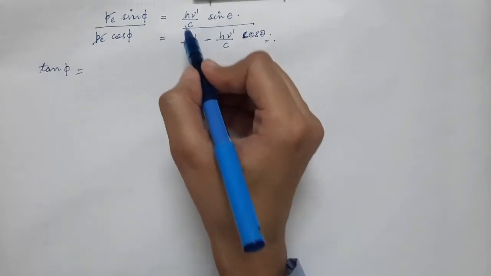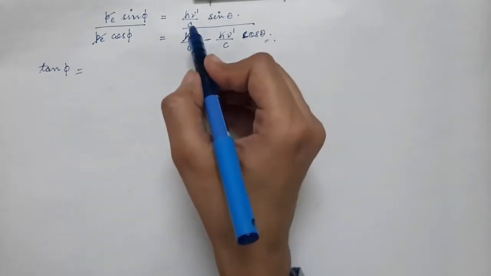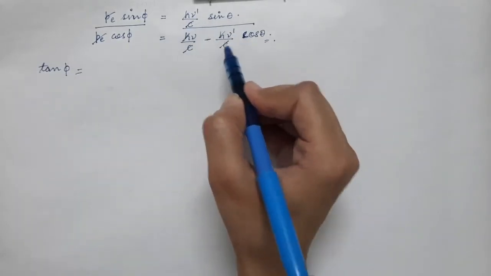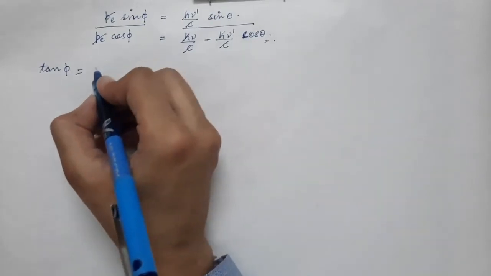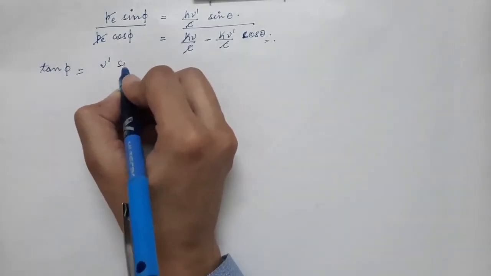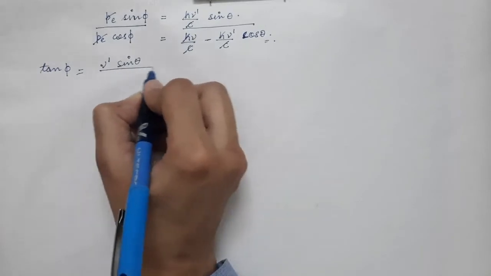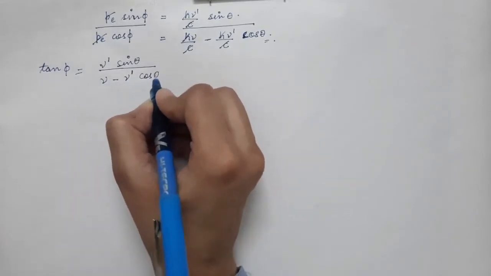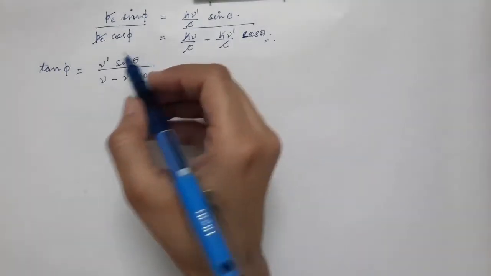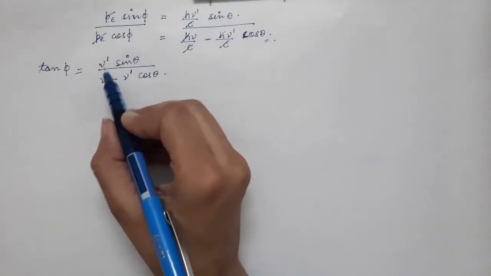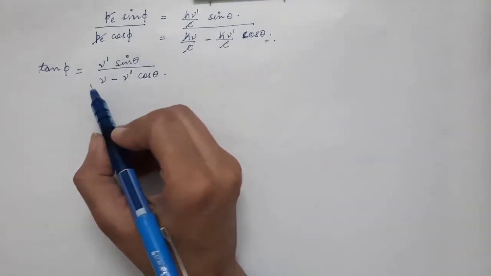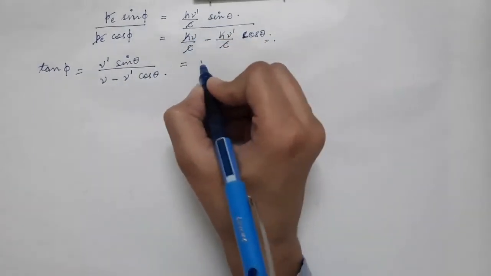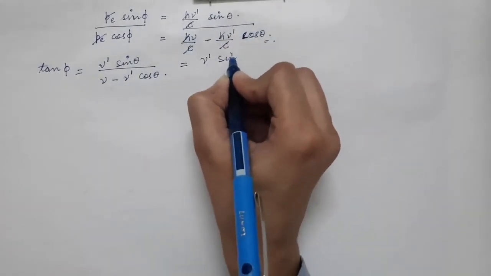And over here this h will cancel in all the terms, and this c will also cancel in all these terms. So you will be left with nu prime sine of theta divided by nu minus nu prime cos of theta. Now let's take this nu prime common in the numerator as well as in the denominator. So that will be nu prime sine of theta.